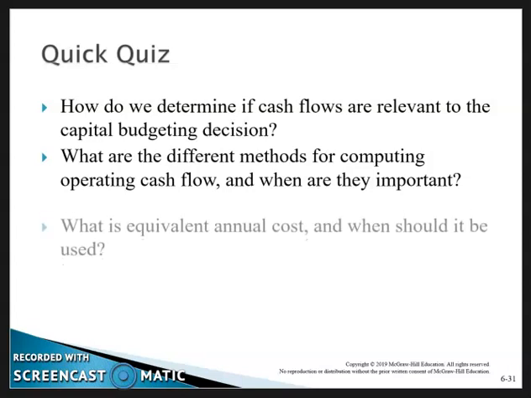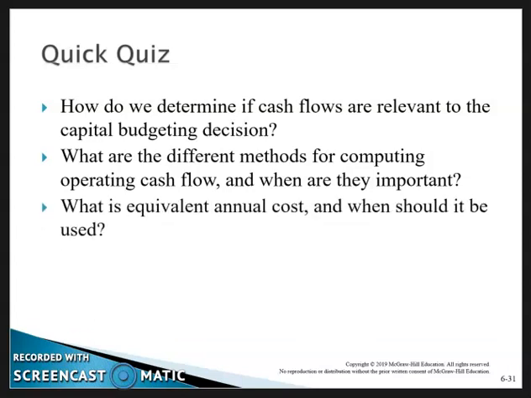So, what is equivalent annual cost? Equivalent annual cost is the annualized cost associated with a project. We saw it with regard to, I think it was the air cleaning system. You're going to use it when you have projects with different useful lives.